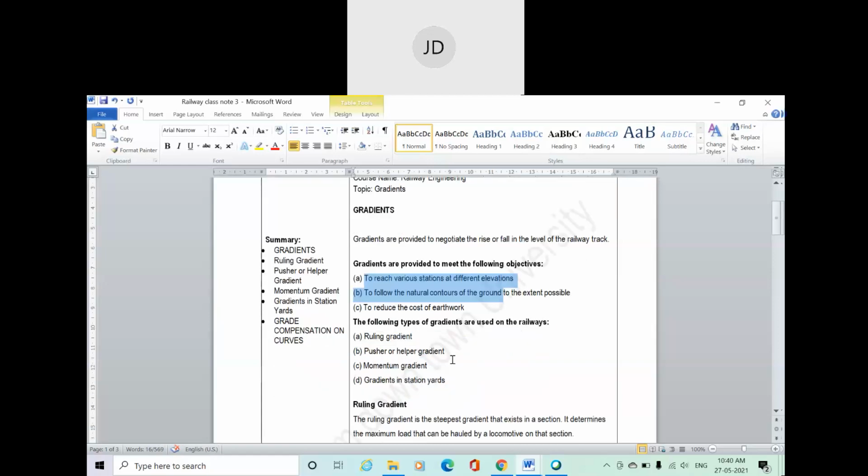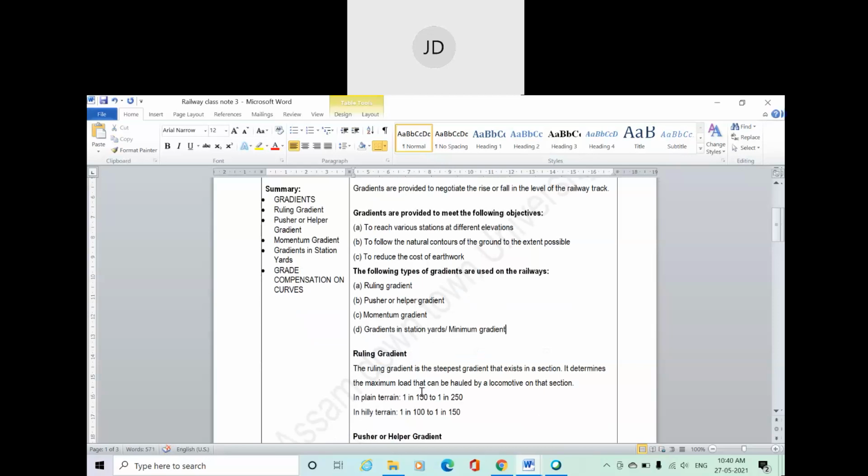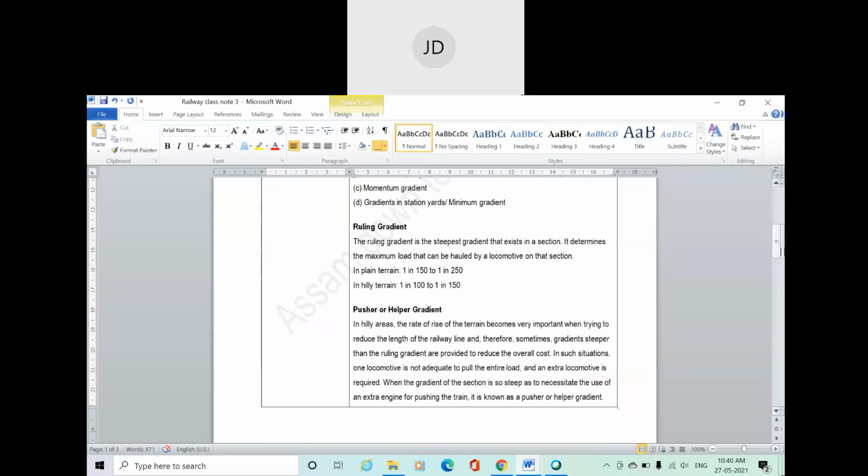Now there are mainly four types of gradient that may be used in railway engineering: ruling gradient, pusher or helper gradient, momentum gradient, and gradient at station yard, which is also known as minimum gradient.